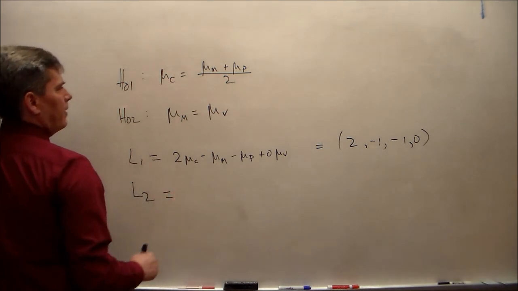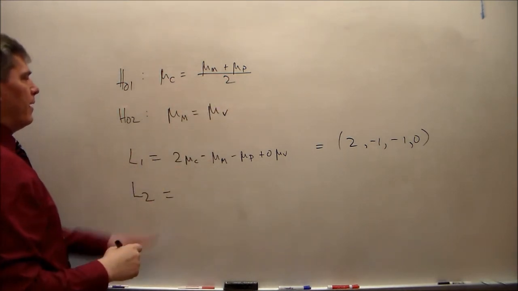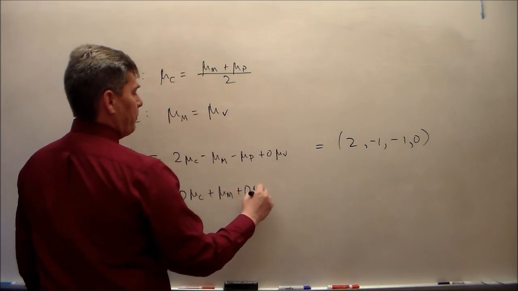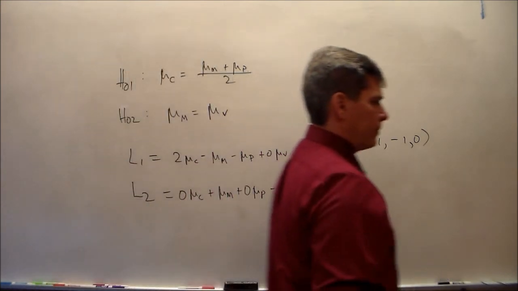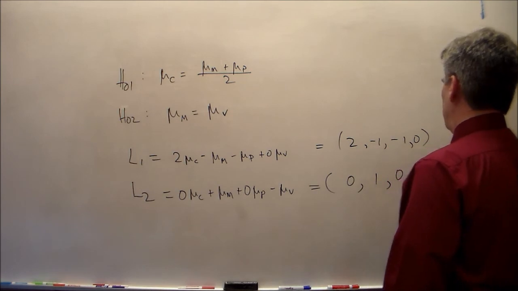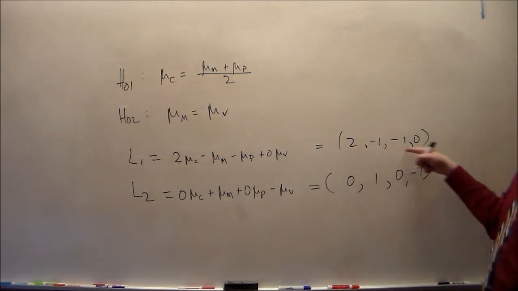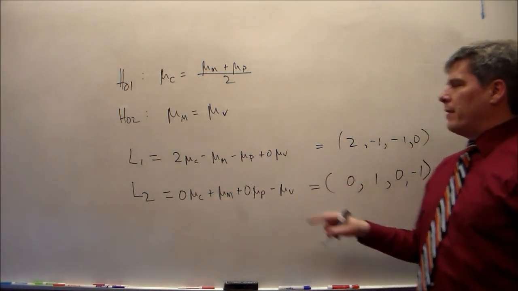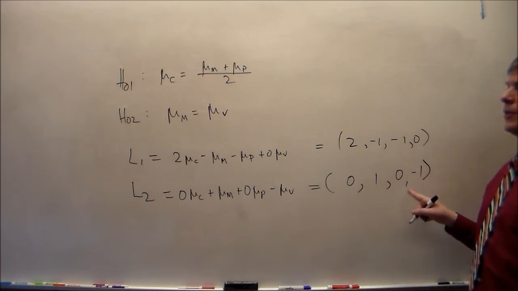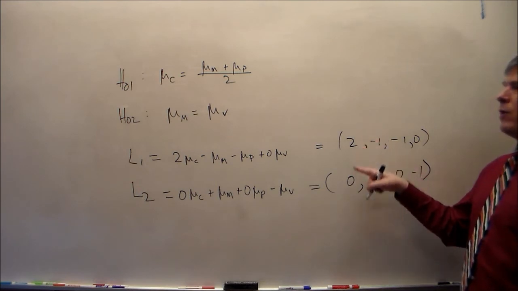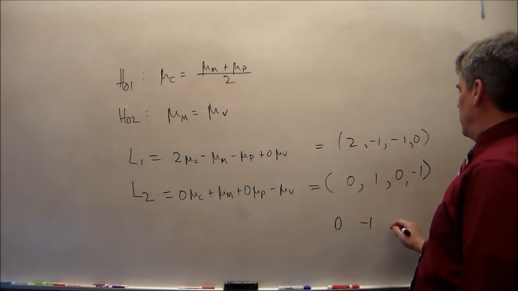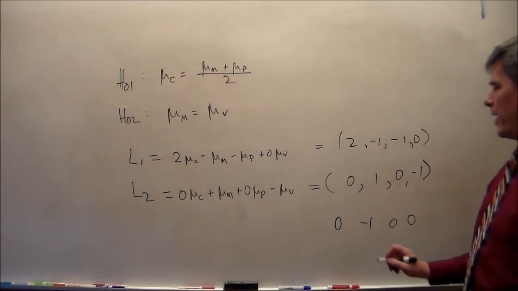So L2, again, solve this for zero by moving everything on one side. This is equal to zero mu c plus mu m plus zero mu p minus mu v. Gotta be in the same order. CMPV, CMPV. So now B sub 1 is 0, B sub 2 is 1, B sub 3 is 0, B sub 4 is negative 1. So again, to determine if these contrasts are orthogonal, multiply A1 and B1, multiply A2 and B2, multiply A3 and B3, multiply A4 and B4. And then you've got that summation sign to take care of, so we add them together.